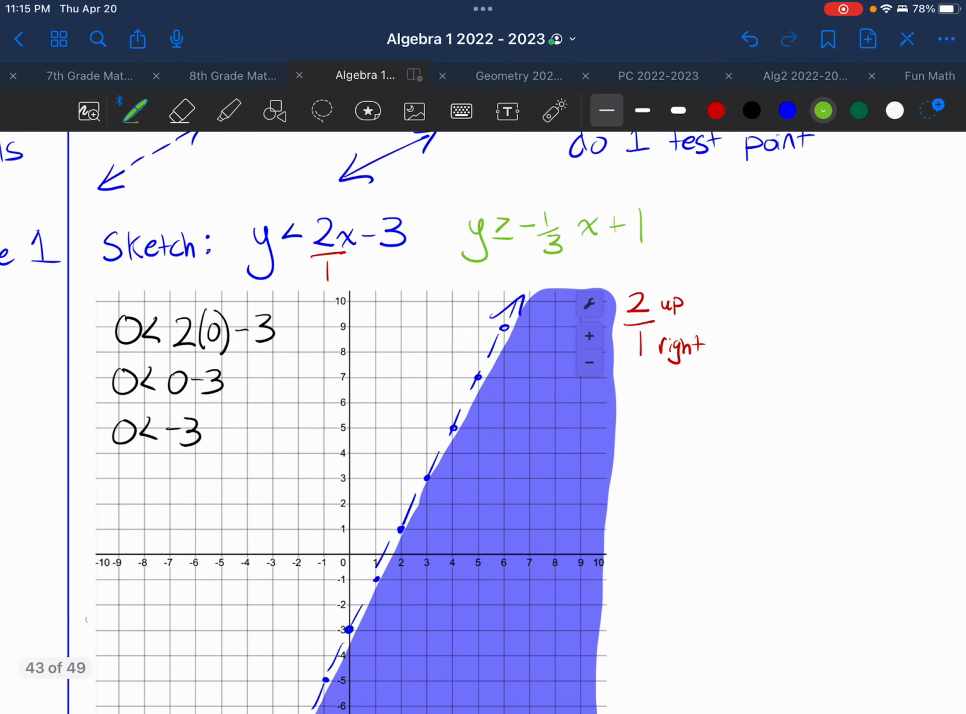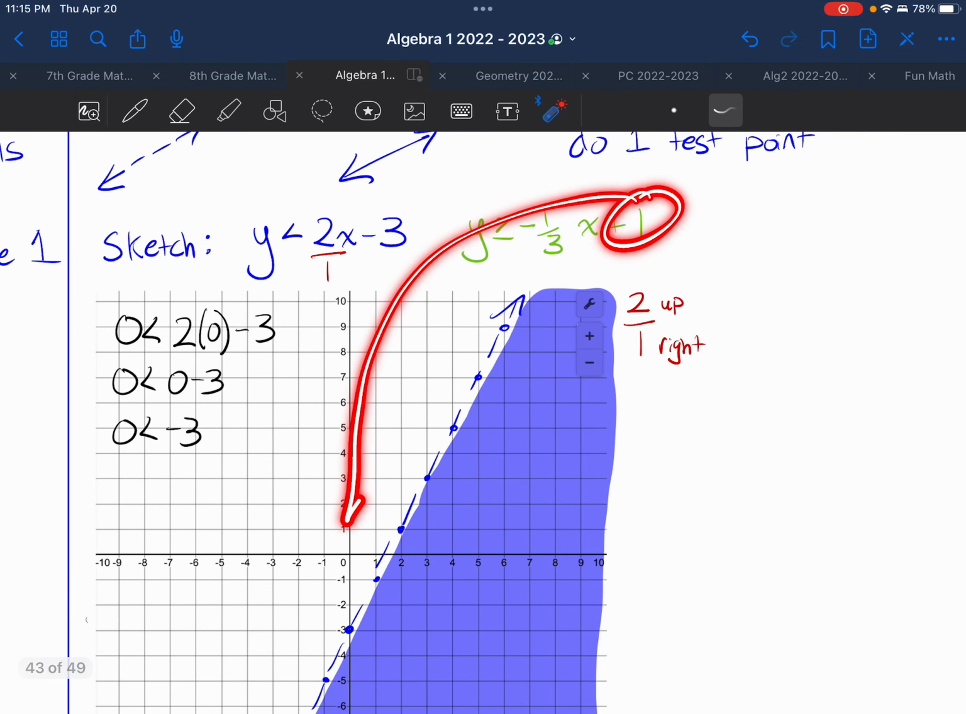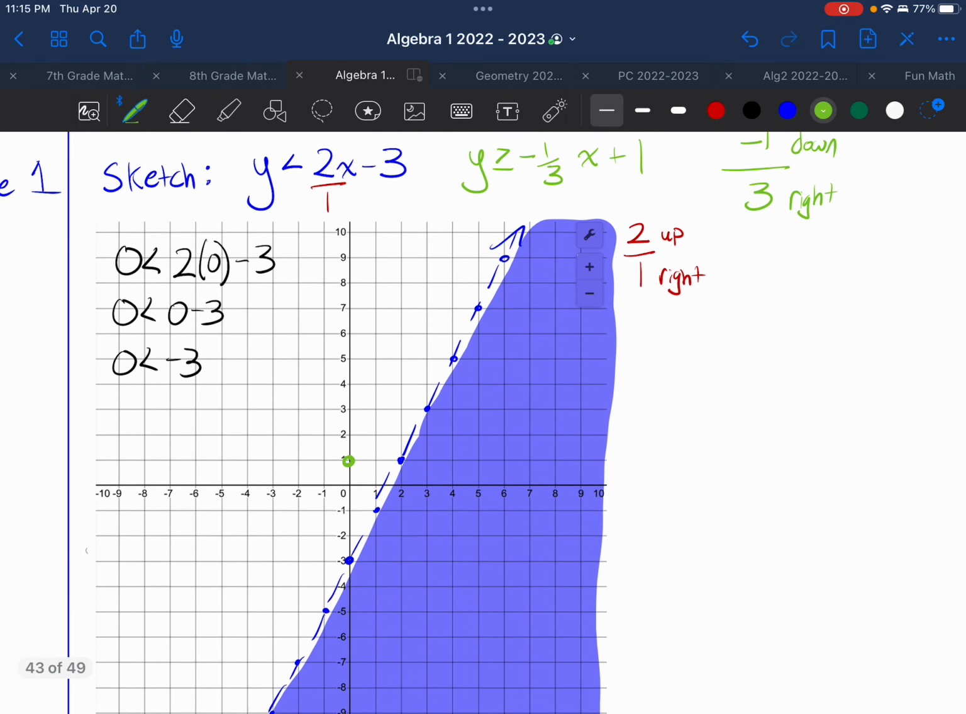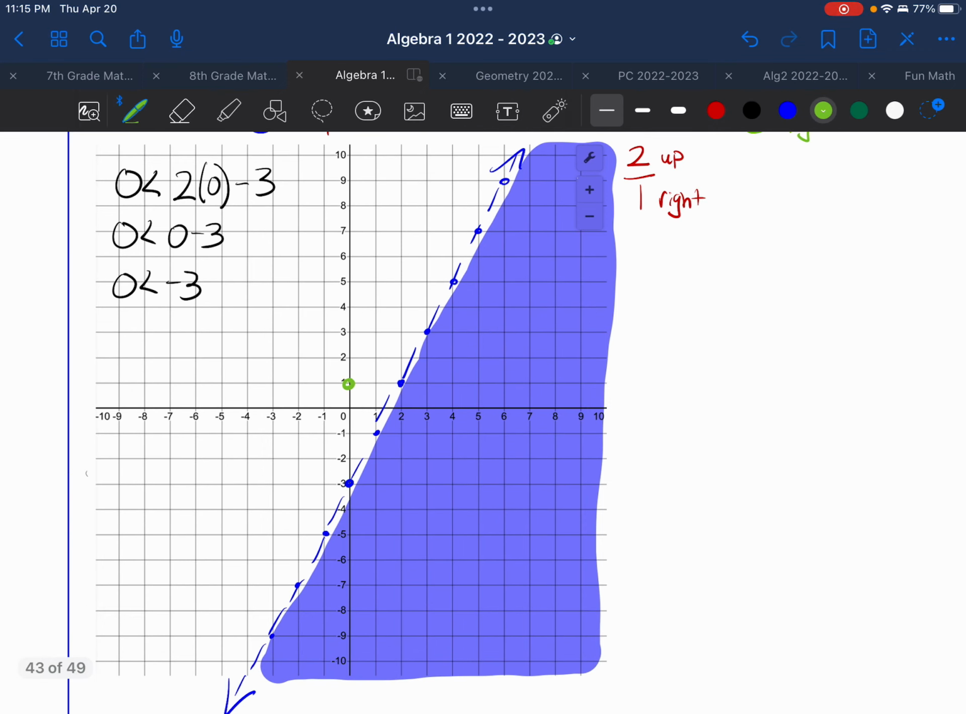I'll say I'm going to go up 1 on the y-axis. So I come up 1, make a point, and then I use my slope. Again, I have this negative out front. I'm going to make it a -1 and then over a +3, which means go 1 down and then go 3 right. So go 1 down, 3 right, 1 down, 3 right, and have as many of these points as possible so you don't make any mistakes. All right, I think that's all of them.